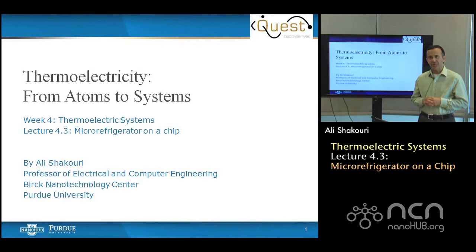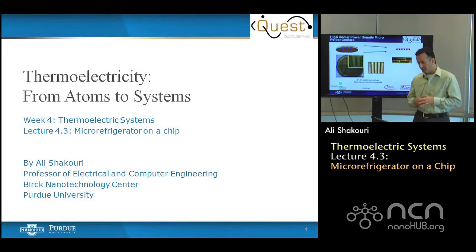Welcome to Lecture 3 in Week 4, Microrefrigerator on a Chip. Today we are going to see how thermoelectric devices can be used to cool a very small area on a chip, and what the trade-offs involved are in the design and optimization of the thermoelectrics.